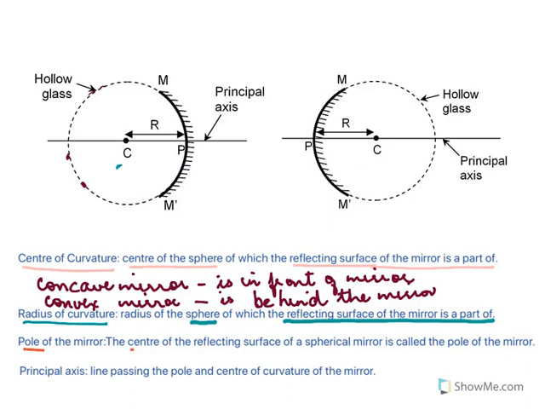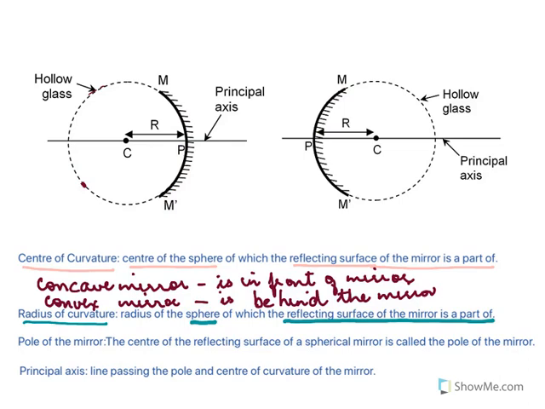Next is the pole of the mirror. The center of the reflecting surface of a spherical mirror is called the pole. So we have the mirror, and this is the center of the mirror, which is called the pole. It is denoted as P. Here again we have the mirror, and the center of this mirror is called the pole.